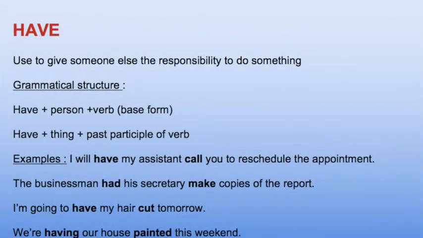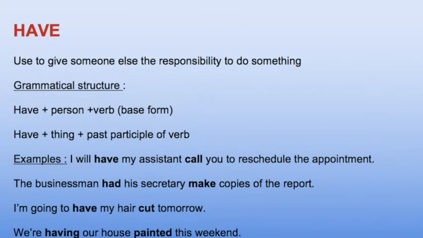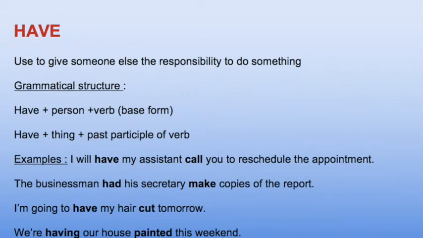I will now explain the verb have. It's used to give someone else the responsibility to do something. Here there are two grammatical structures. First, you can use have plus person plus verb in base form. And the second is have plus thing plus past participle of the verb. I will explain two examples. The first example is for the first grammatical structure.